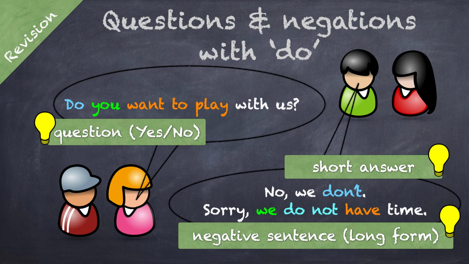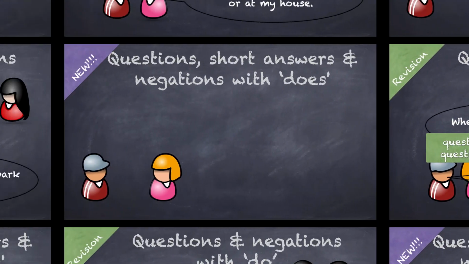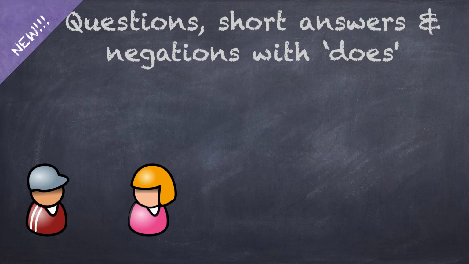You also know that in a question with question words, you put the auxiliary verb do between the question verb and the subject. Only when the question word is who and is the subject of the question, you can say a sentence like who plays football. The rules for he, she, it are the same, but the form of to do changes.